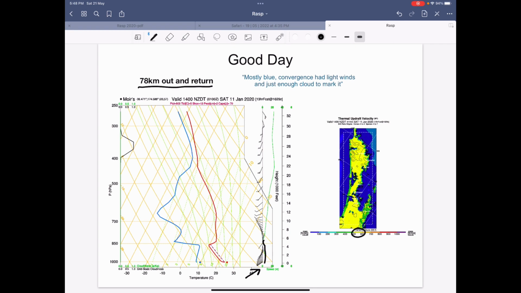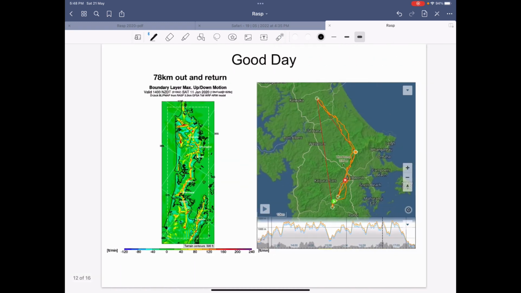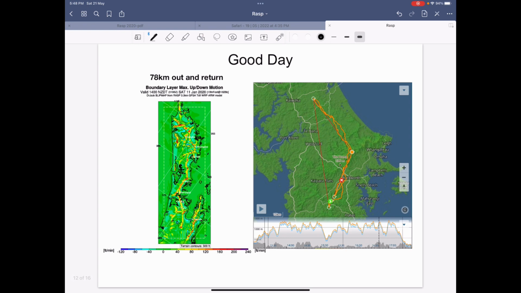On the right hand side here we've got the thermal updraft velocity page, and that is yellow, so it's about 500 to 600 feet per minute with no little black dots or stipple on it, so that looks very good. If we go to the convergence page, the area that the pilot's flying in is this area here, and we can see that the convergence goes through that area, and on the right we can see the pilot's track log took a similar path out and back.